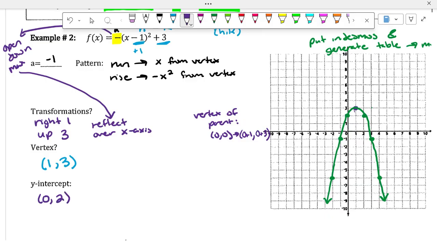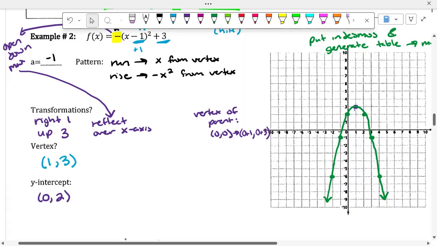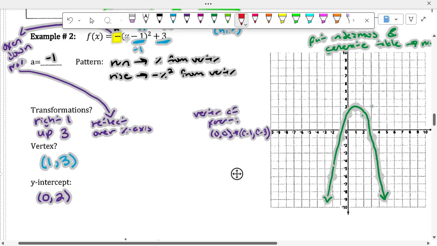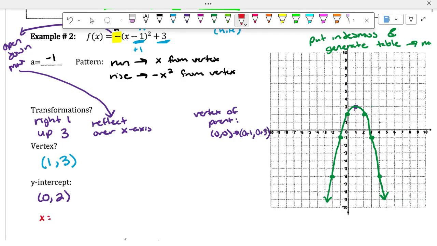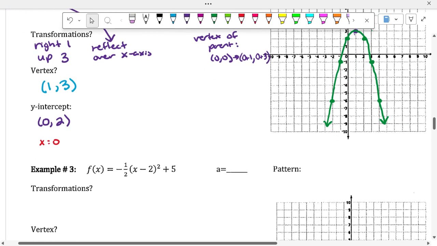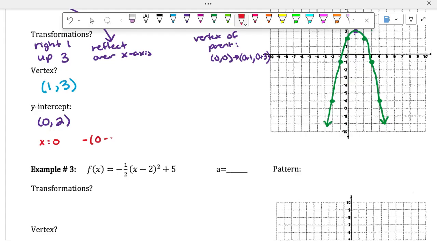Now, let's say that we didn't have the graph yet. I could also find the y-intercept by plugging in 0 for x. So remember, when x is equal to 0, we get the y-intercept. So if I plug it back into the function, I'm replacing the x with 0, so negative (0 minus 1) squared plus 3. What's 0 minus 1? -1. So I have -1 squared times a negative plus 3. What's -1 squared? 1 becomes negative, plus 3. What's -1 plus 3? 2.